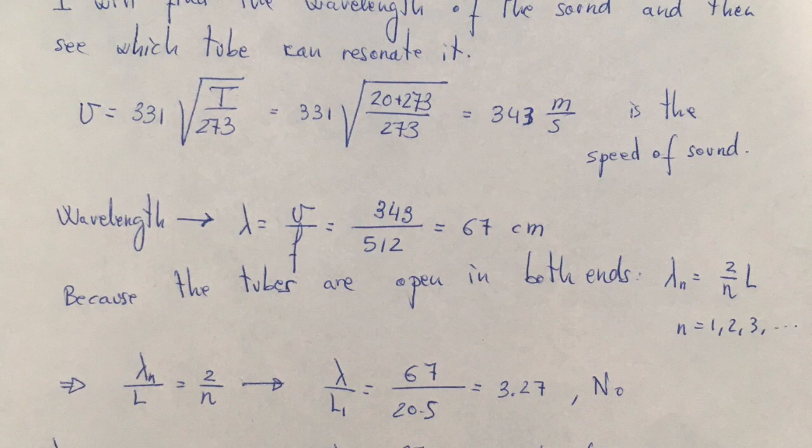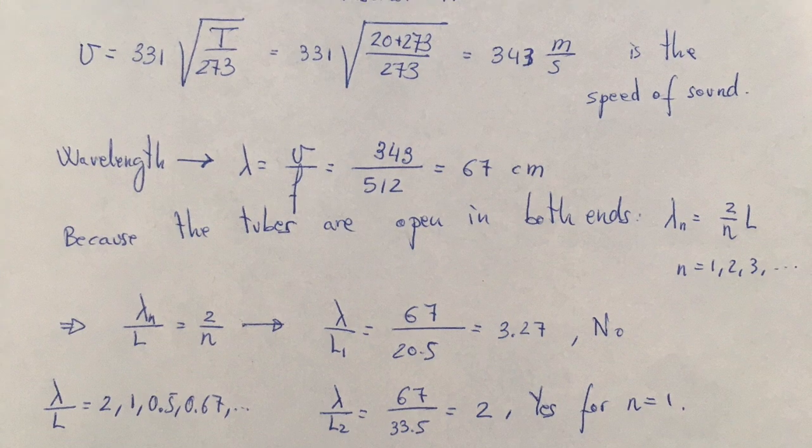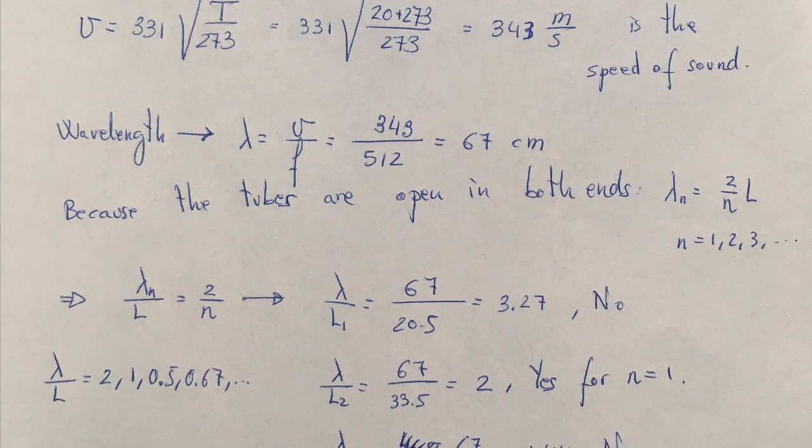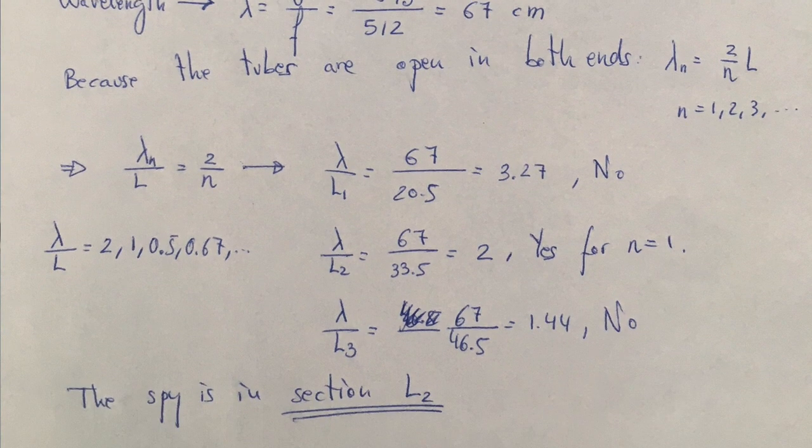So if I use L1, I find that lambda over L1 is 3.27, which I cannot write as 2 over n. If I divide lambda over L2, I find that that is 2, which, yes, would be resonant for n equals 1. That's the fundamental mode. If I divide lambda over L3, I find that that is 1.44, which cannot be written as 2 over n. So the sound is in resonance with tube L2.